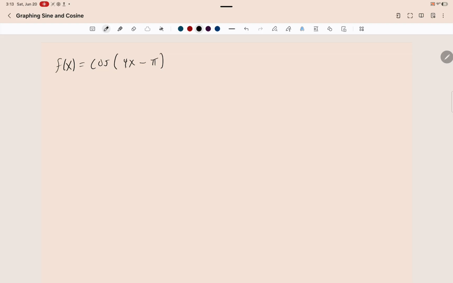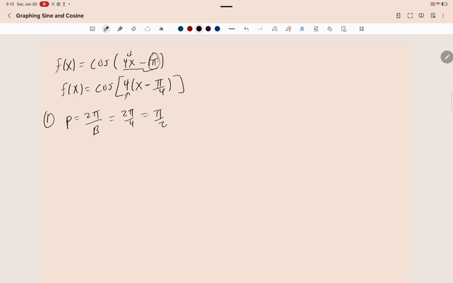Now let's do the cosine function of this. Again, the first step should always be to factor the inside, the argument of the cosine function. Remember, I want the coefficient of the x to be 1. So I'm going to factor out the 4. To make this simple, whatever number this is here, just divide it by the number in the front, in this case 4. So our step 1, remember, period equals 2 pi over b. In this case, our b is 4, the number in front of the x. So it's 2 pi over 4, which is pi over 2.